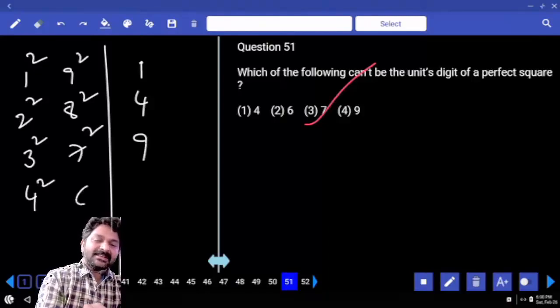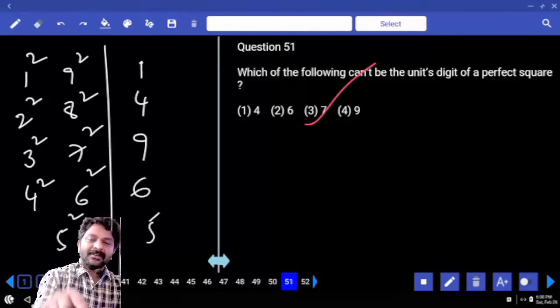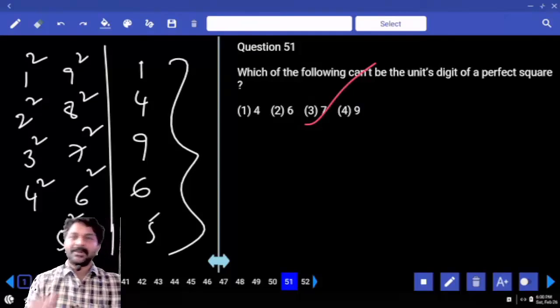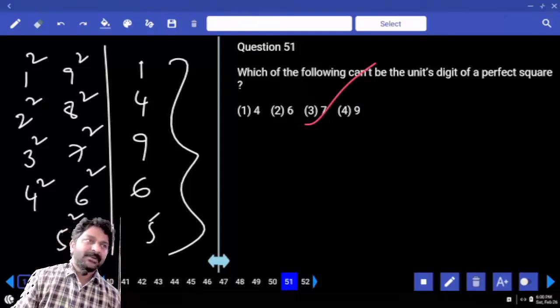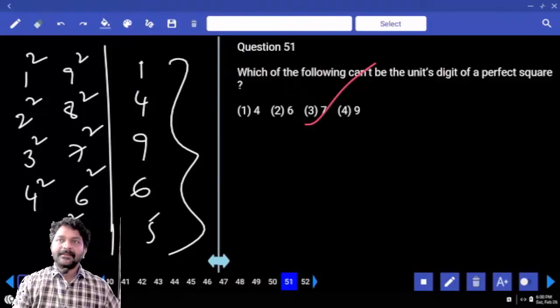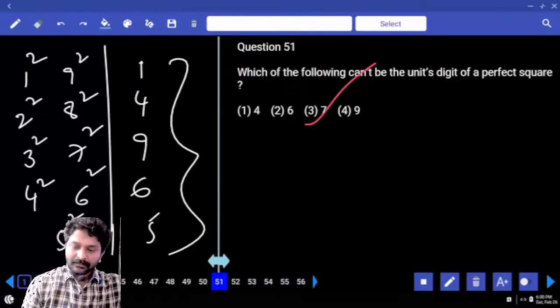4 square and 6 square ends with 6, and 5 square ends with 5. So these are the only unit digits that are possible. Remaining are not possible. Clear? And 0 also.